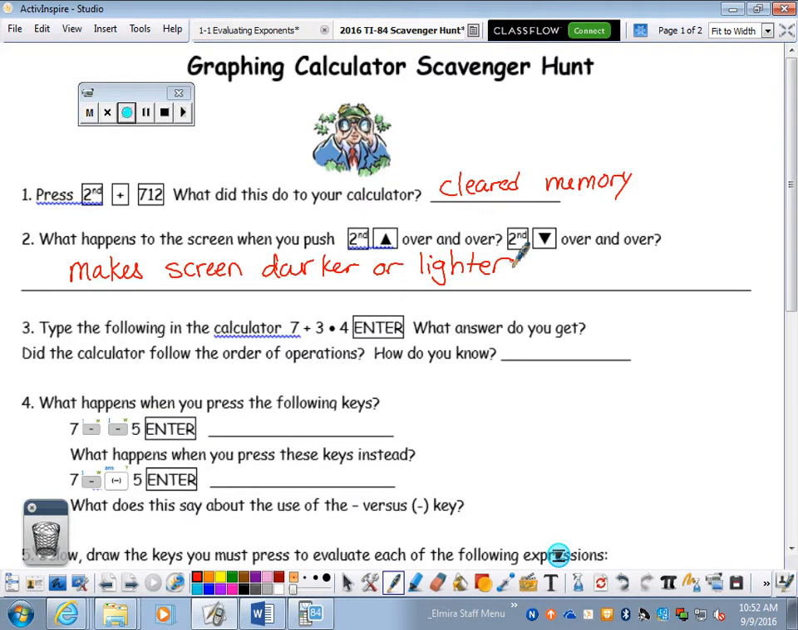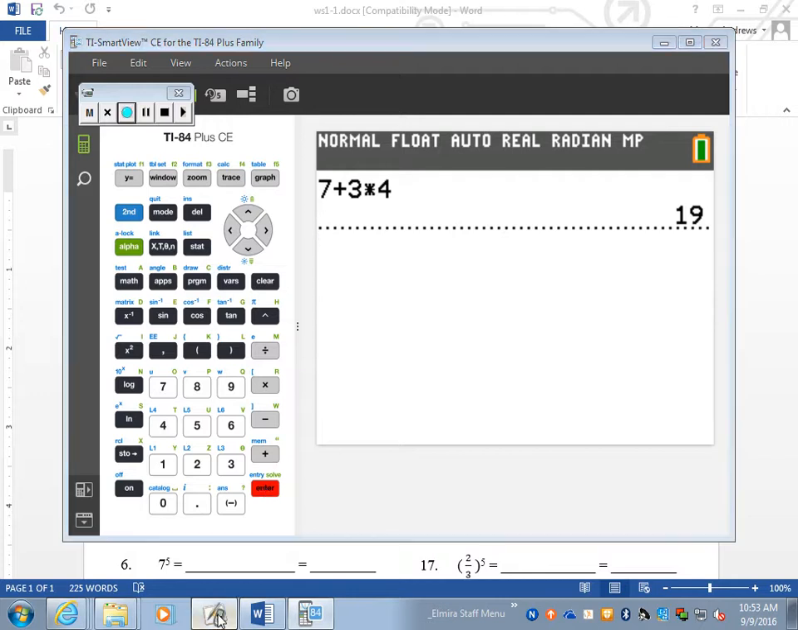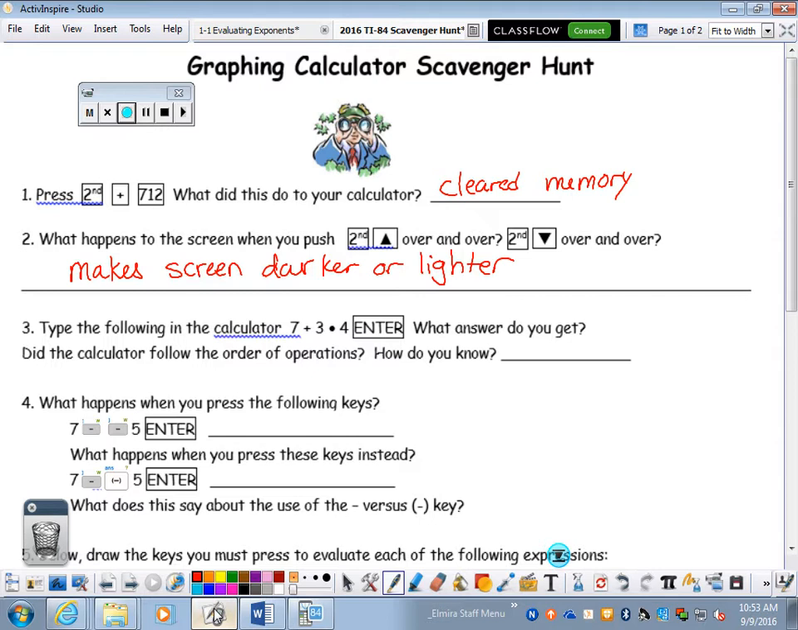Okay, type the following into the calculator. 7 plus 3 times 4. Whoops, wrong thing. 7 plus 3 times 4. Okay, we get an answer of 19. All right, and the question is, did the calculator follow order of operations, and how do you know? We got an answer of 19. Order of operations would say we would have to multiply first and add second.